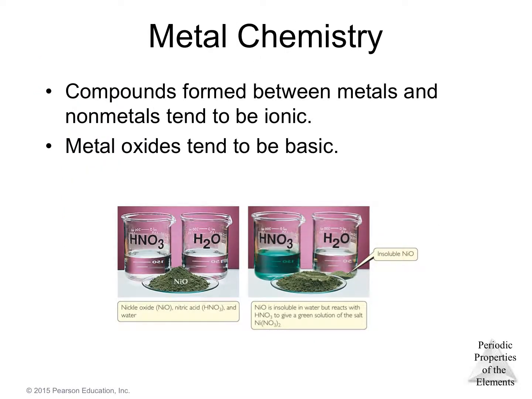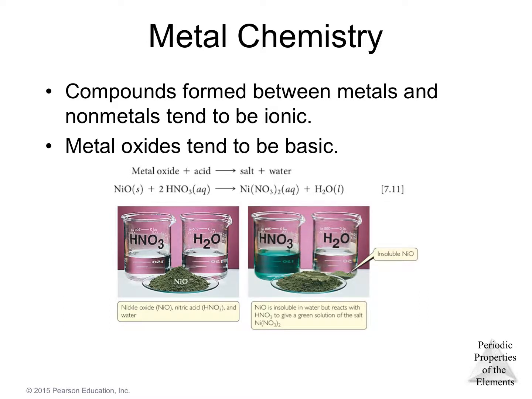A few notes about how metals react with other elements. When you have a metal and a nonmetal together in a compound, that tends to be an ionic compound. We also talk a lot about metal oxides because oxygen is so available in our atmosphere that metal oxides are pretty common. Metal oxides are basic in nature. And what I mean by that, when you dissolve a metal oxide in water, it tends to form a metal hydroxide. And a base is defined as something that gives off hydroxide in solution. So your metal oxides, when dissolved in water, tend to be basic.